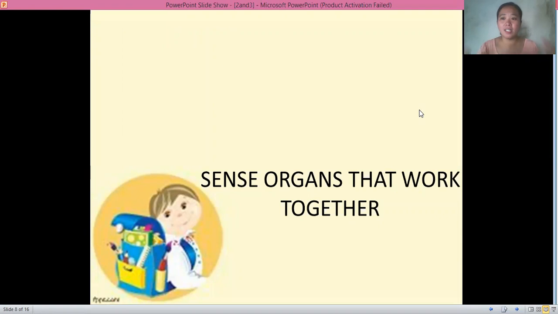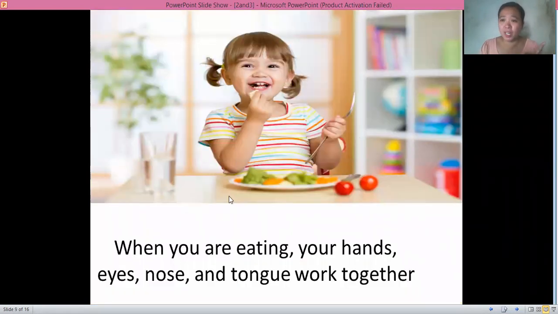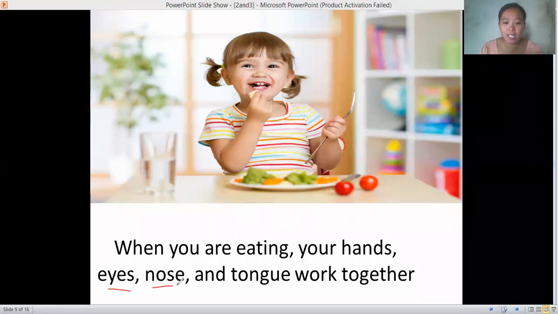So the sense organs, our eyes, our ears, nose, tongue, and hands work together. When you are eating, look at this girl, she's eating. When you are eating, your hands, your nose, your eyes, and your tongue work together. So this girl is eating. She needs her hands to get the food and put it inside her mouth. She needs her eyes to see the food. She needs also the nose to smell if the food is still okay or not.